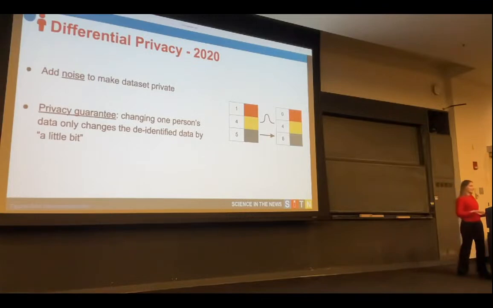Just to reiterate, differential privacy entails adding noise to make a data set private, and it provides a privacy guarantee that changing one person's data only changes the de-identified data by a little bit. So if you have this count 145 table, it could change to something like 046. There are small changes occurring to make it private.